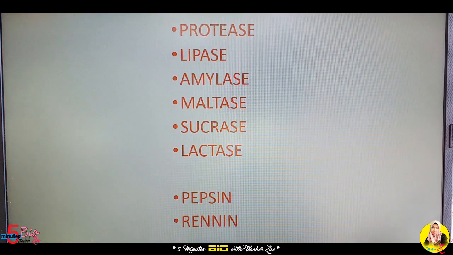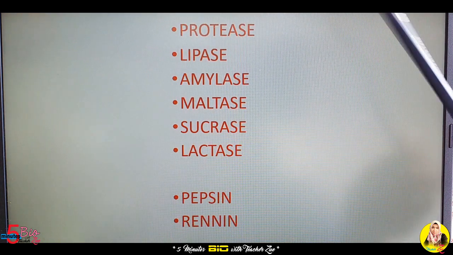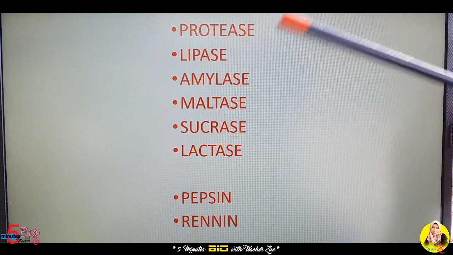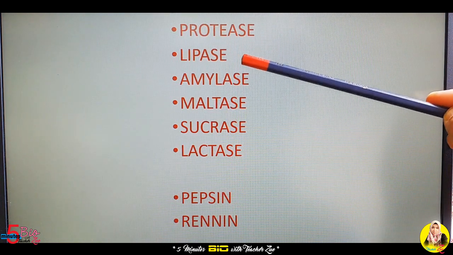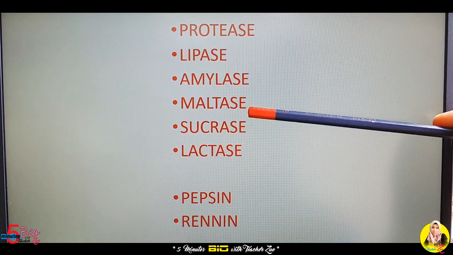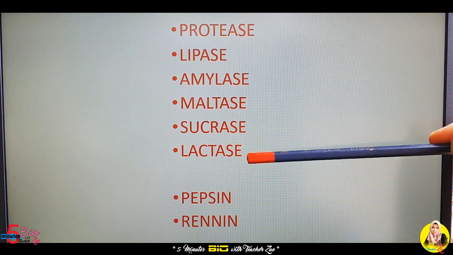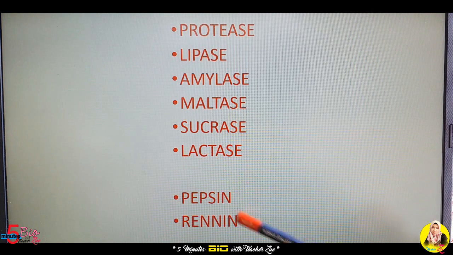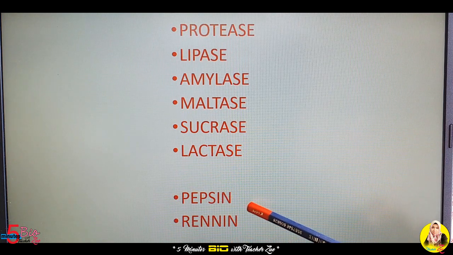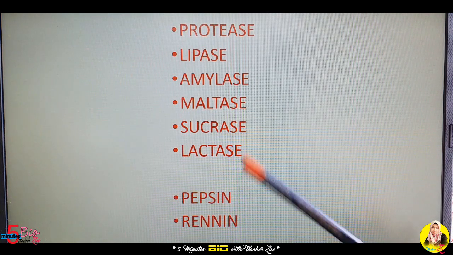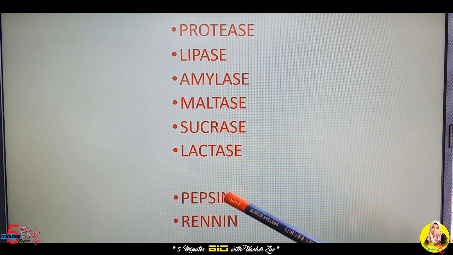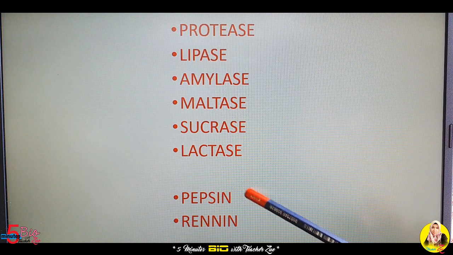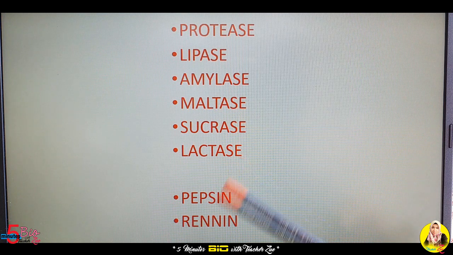Next, we have many more examples of enzymes: protease, lipase, amylase, maltase, sucrase, lactase, and many more. But why do we have pepsin and rennin? Both are also enzymes, but they do not end with -ase. These are enzymes that end with -in. Also enzymes, okay?